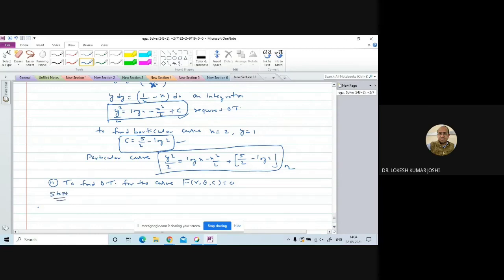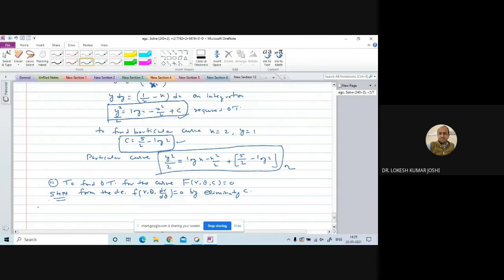How can we find it? Step 1 is to form the differential equation in the form f(r, theta, dr/d theta) equals 0 by eliminating c. It means we just differentiate this equation with respect to theta and eliminate c. We get this type of equation.